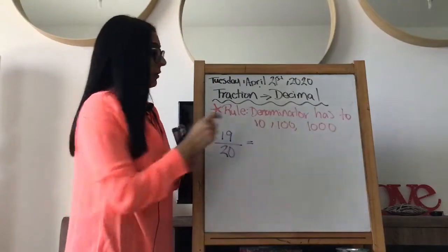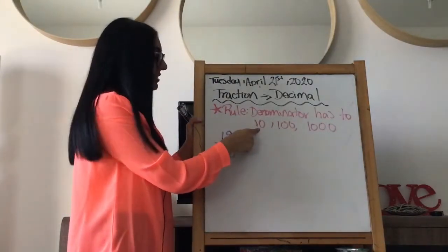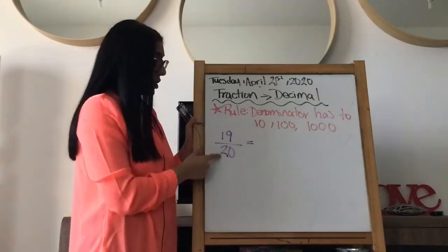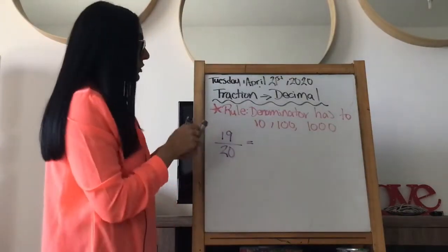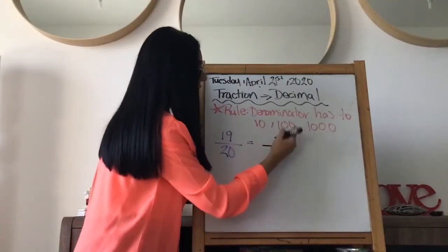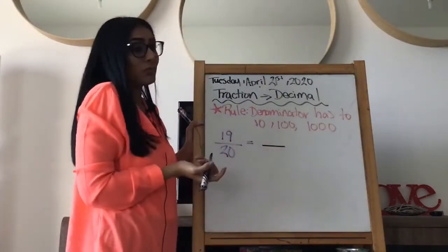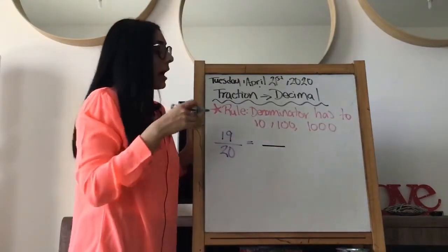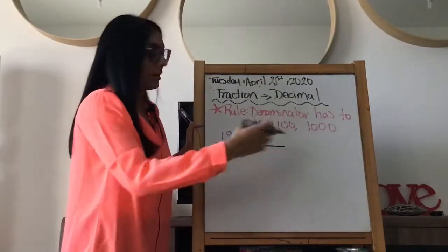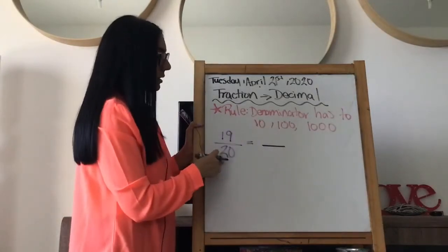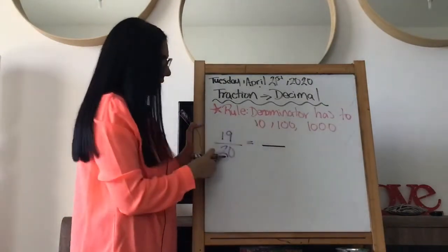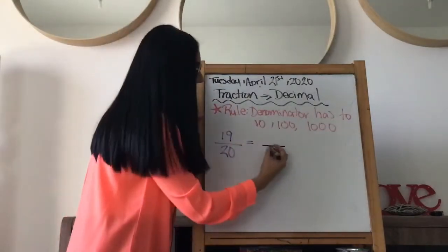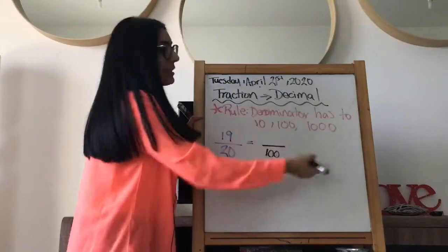Now, remember, my rule doesn't apply, right? It's 10, 100, 1,000. I need to change my denominator. So my denominator needs to be either 10, 100, or 1,000. Now, how do I choose? Do I just jump to 10 or 100 or 1,000? The easy way I told my kids is to just look at what the next one is. So 20, what comes after 20? Does 10 come after 20? No. 20, what comes next? Because 10 has already gone. 100 comes next. So the easier way is always to look at what the next value is.